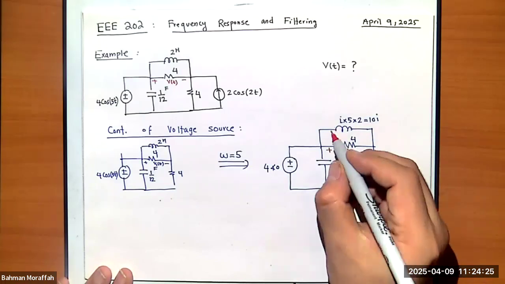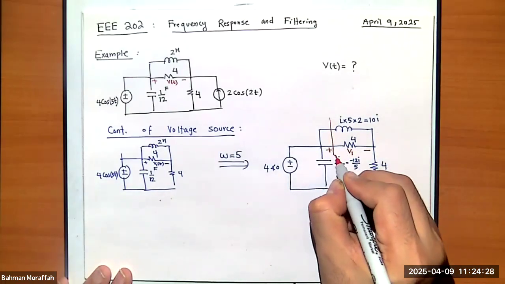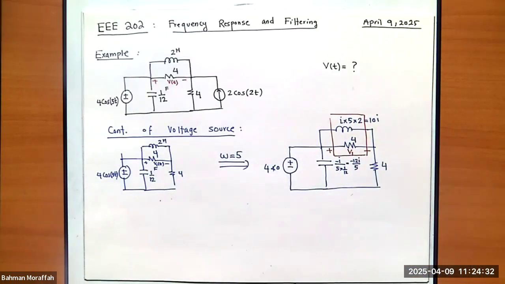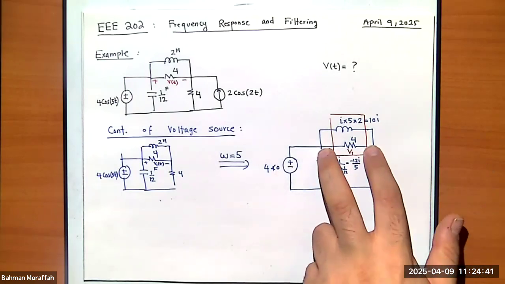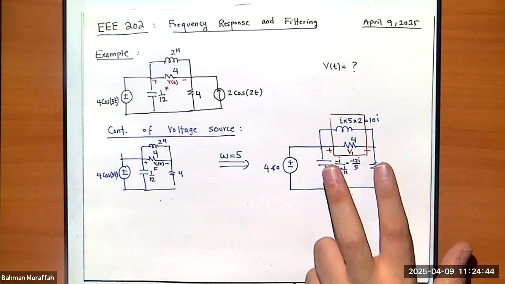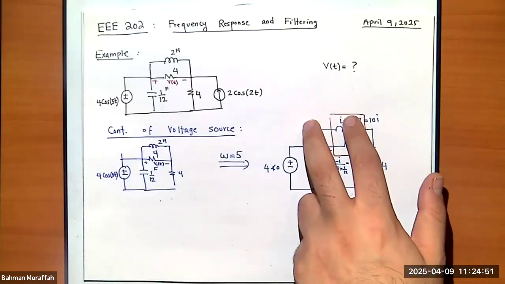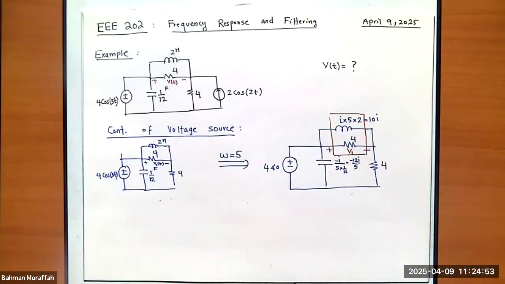So if I combine these two elements, what circuit do I have? I have a voltage divider, right? And as soon as I find voltage across this combined element, what I'm claiming is that I know voltage across this 4. Why? Because they're in parallel, and therefore voltage across each of them should be the same as voltage across the equivalent. So let's find the equivalent.